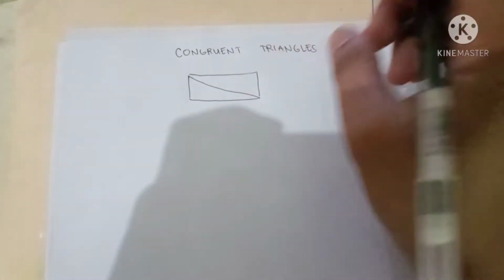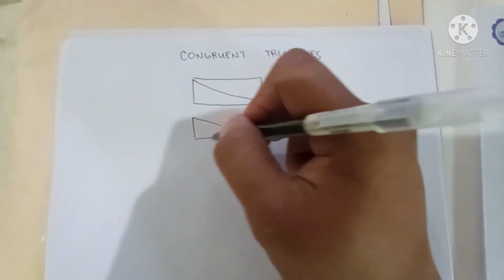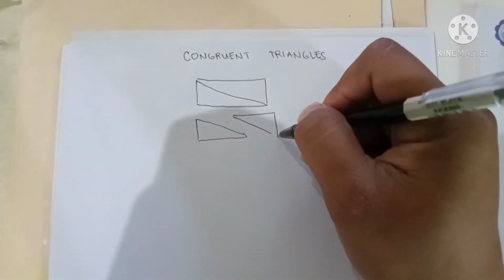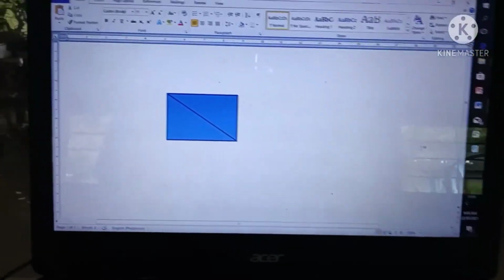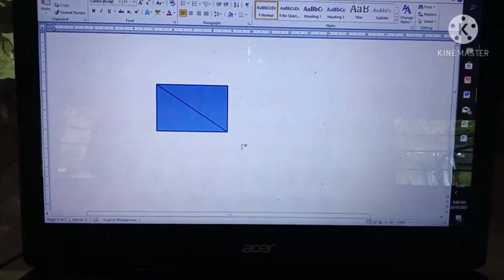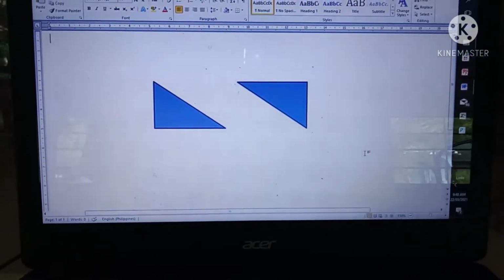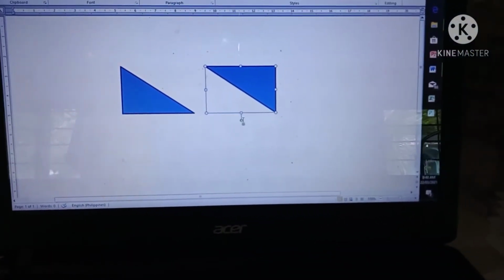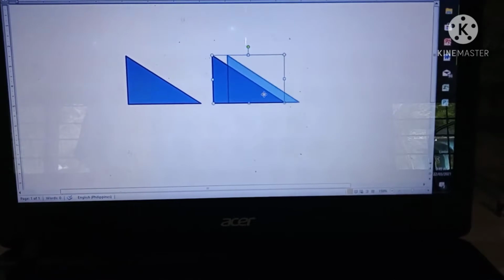Ngayon, imagine na paghihiwalay natin tong two triangles. Yan. To be more accurate, gagamit tayo ng Microsoft Office. Okay, so now that we have triangles, hati na natin siya sa gitna. Okay, paghiwalay natin. So now we have two triangles. So let us investigate these two triangles. Okay, that's it all. We have two triangles.